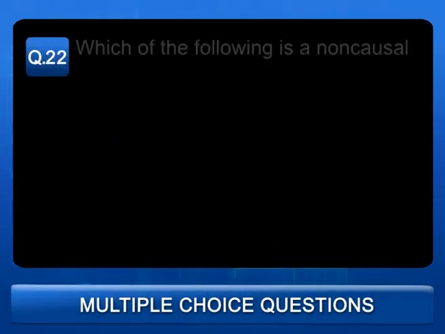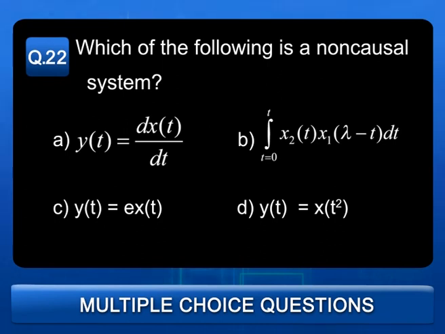Next question, 22. Which of the following is a non-causal system? A. y of t is equal to d of x of t by dt. B. y of t is equal to the integral from 0 to t of x1 of lambda minus t d lambda. C. y of t is equal to e to the power of x of t. And D. y of t is equal to x of t square. The answer is D, which is y of t is equal to x of t square, which is a non-causal system.